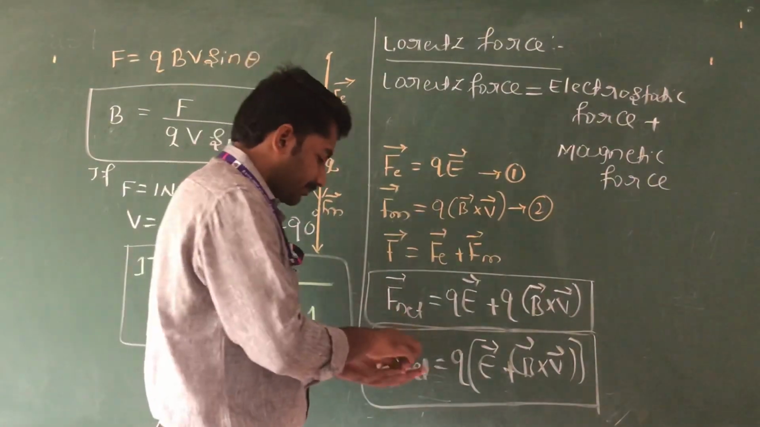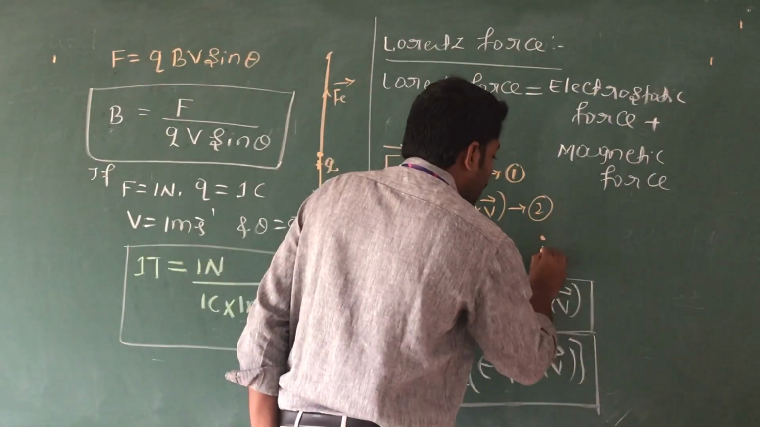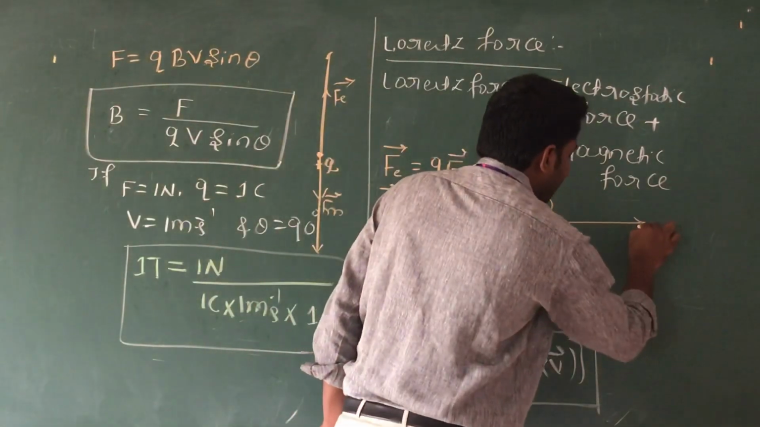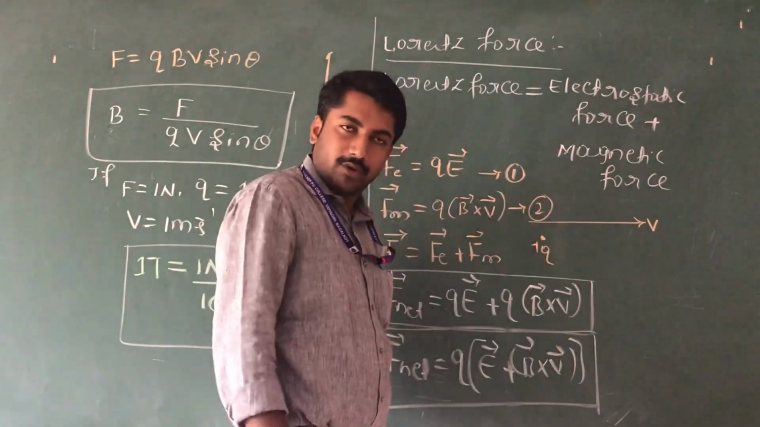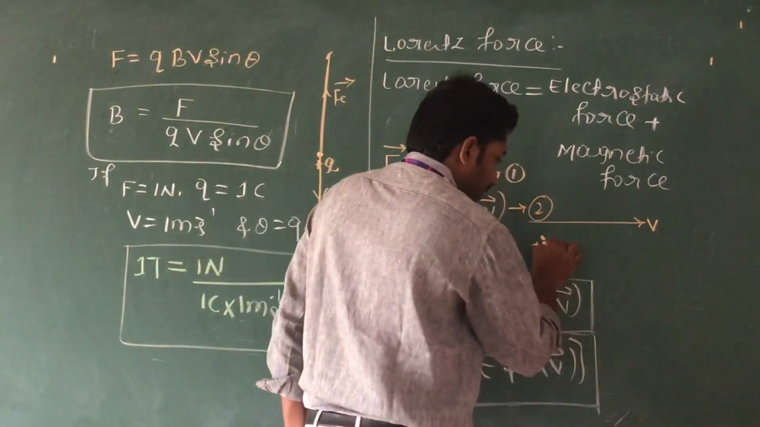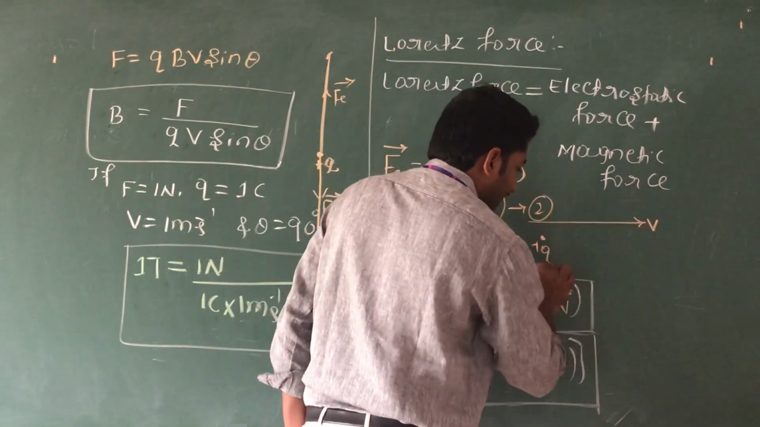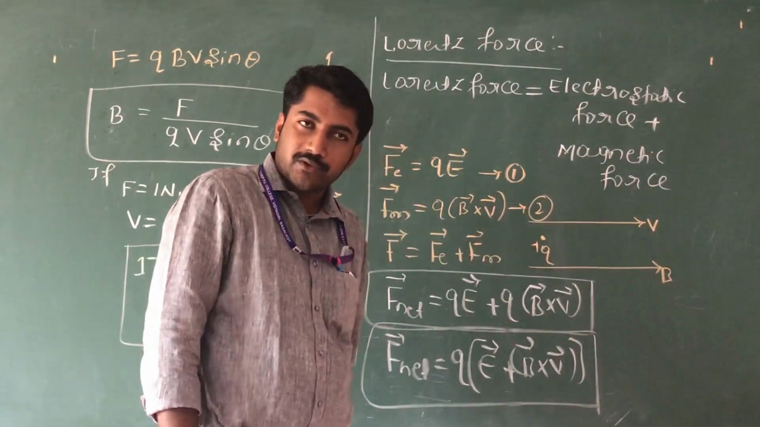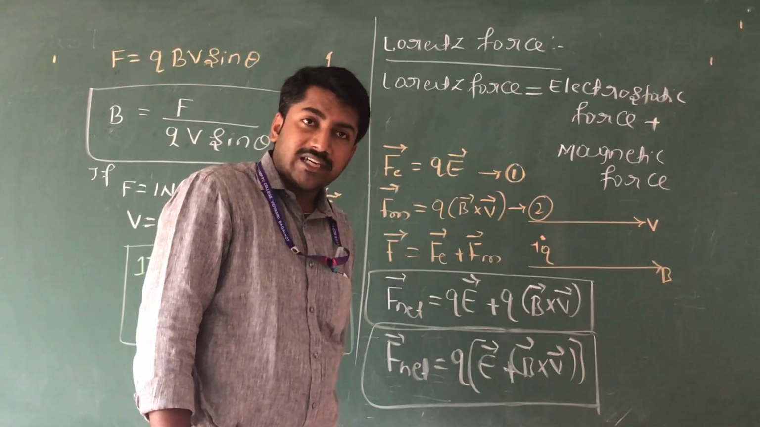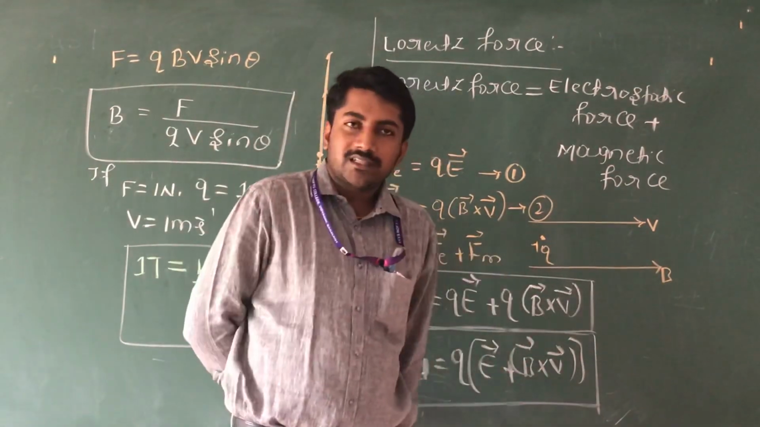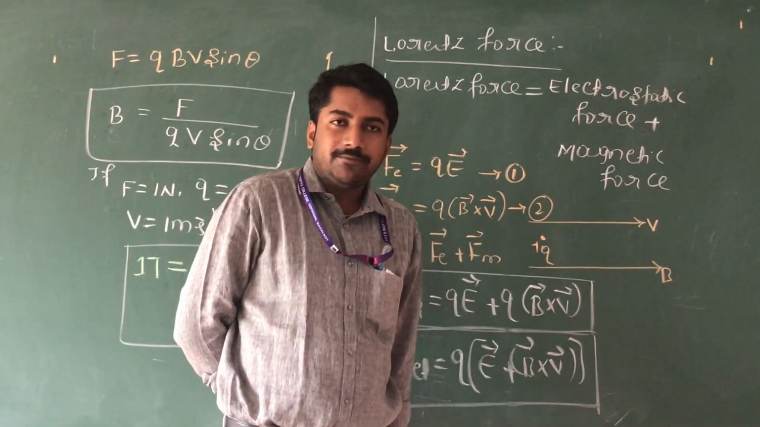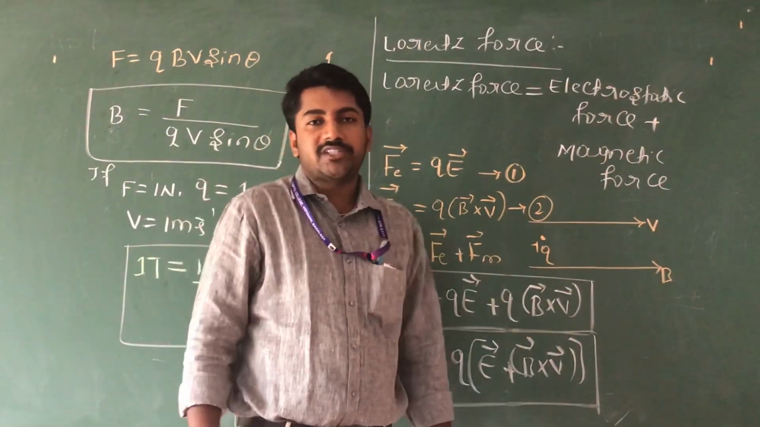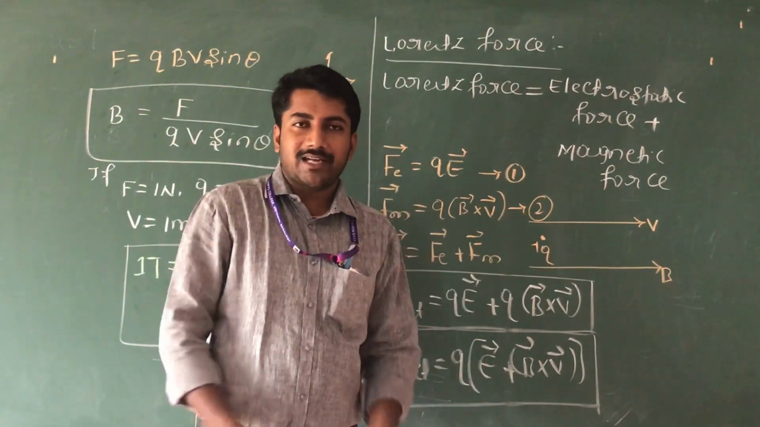Now I consider this is the charged particle Q. It is moving with a certain velocity v. When the charge is moving in a current carrying conductor, the magnetic field is produced. There is no work done by the magnetic field because they are mutually perpendicular to each other.